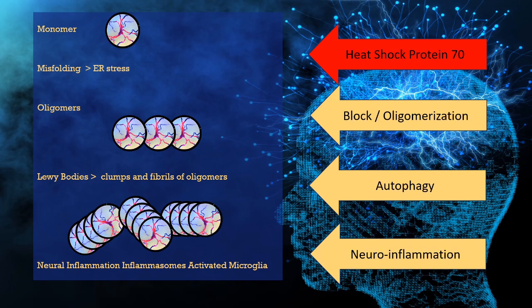Now let's move on to our first topic of discussion, heat shock protein. Specifically, we'll be focusing on heat shock protein 70, which is responsible for relieving ER stress in the endoplasmic reticulum and is closely linked to the misfolding of the monomeric alpha-synuclein. Once we've covered this topic, we'll continue our exploration from there.